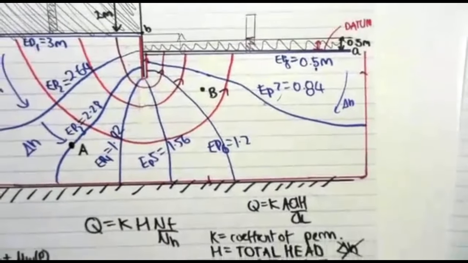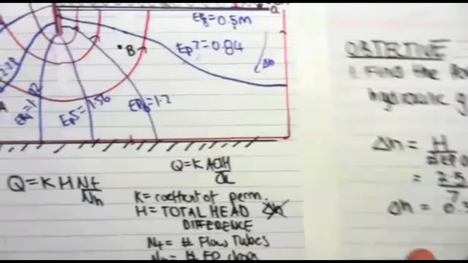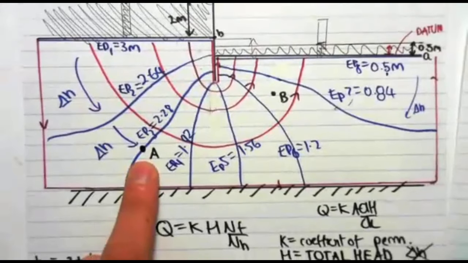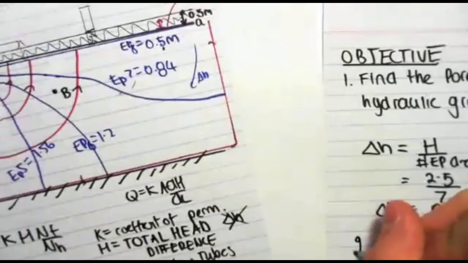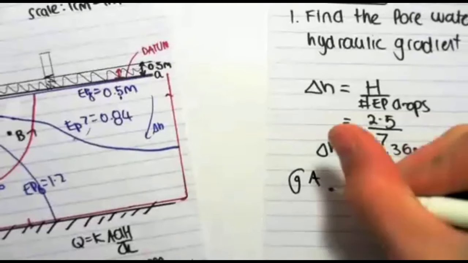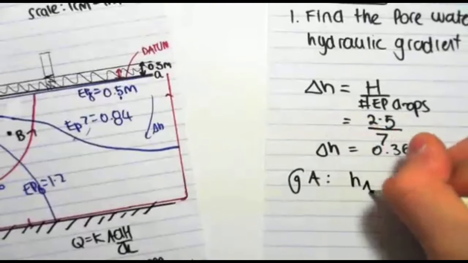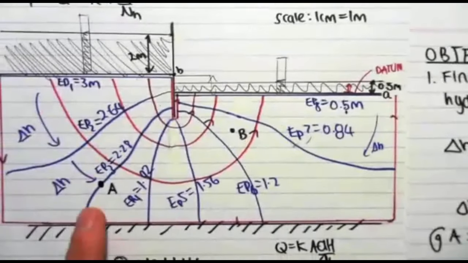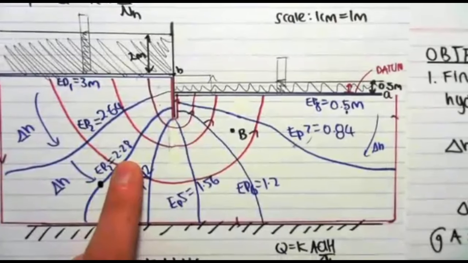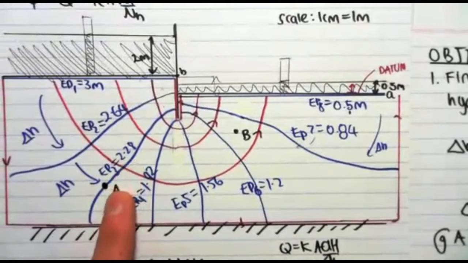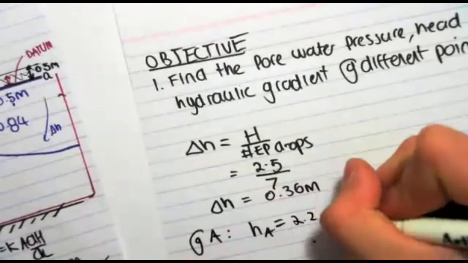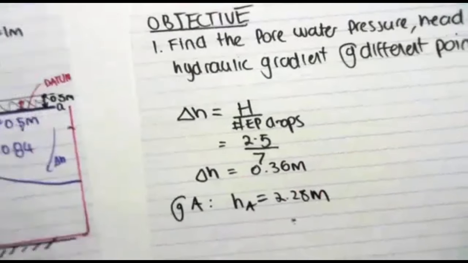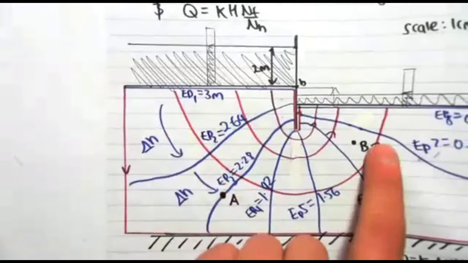So now if we want to know the head value at A, the head at point big A would just equal 2.28. That's the head at point A. It's at equipotential line 3, so it's 2.28 meters.